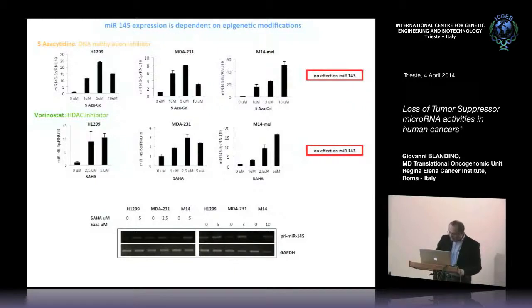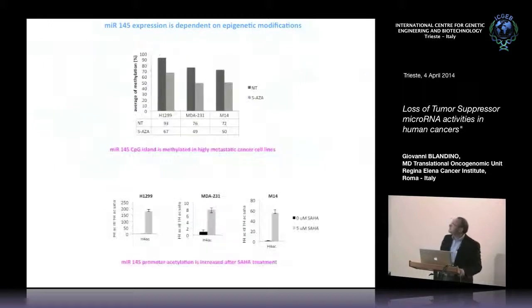This again starts to give us the confidence that if we release this methylation, we can restore the expression of this microRNA. And then, of course, we did again, the CpG island is methylated. We could also show the promoter acetylation is increased after the SAHA. So in the cell lines, we did some of the analysis that we can easily modulate, that is more difficult.